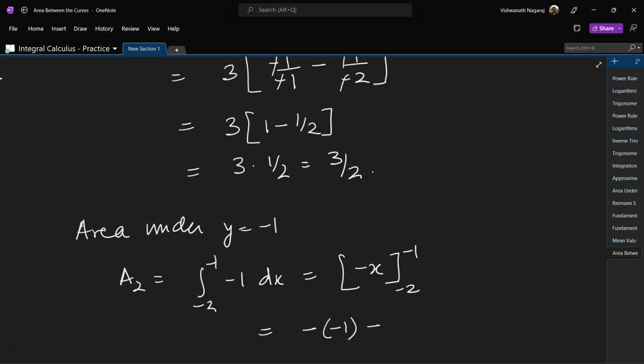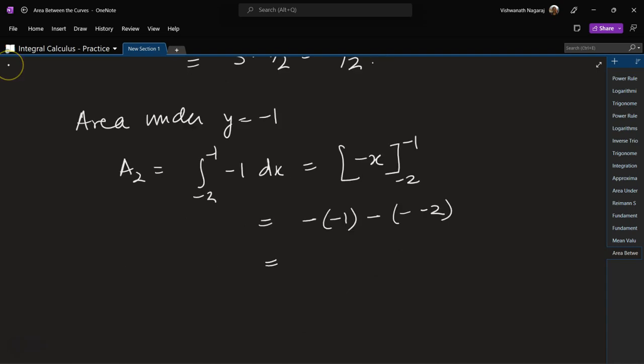-1 minus, x, not x, minus -2. Be careful of these signs. So this becomes -1 and this is 3 times minus is there, so -2. So that would be -1.